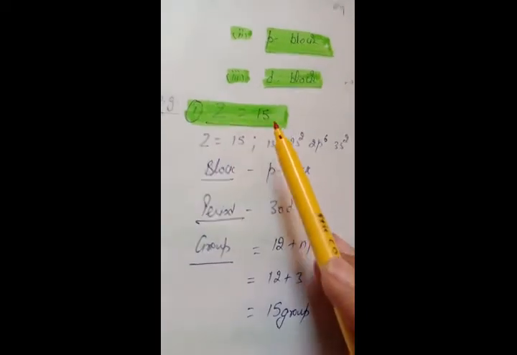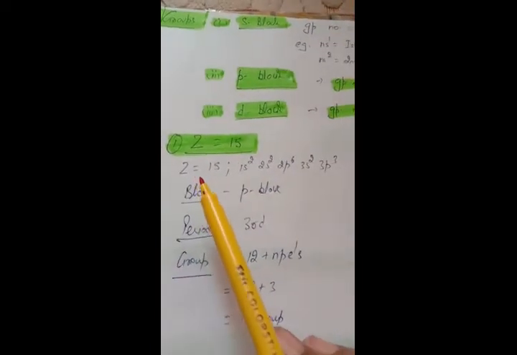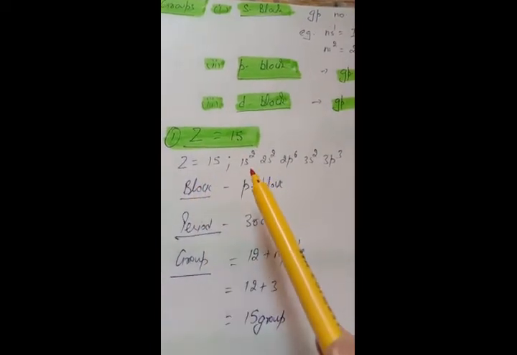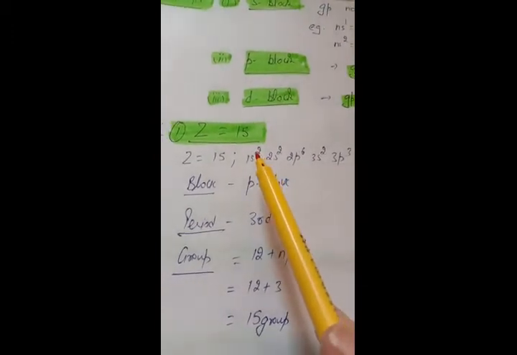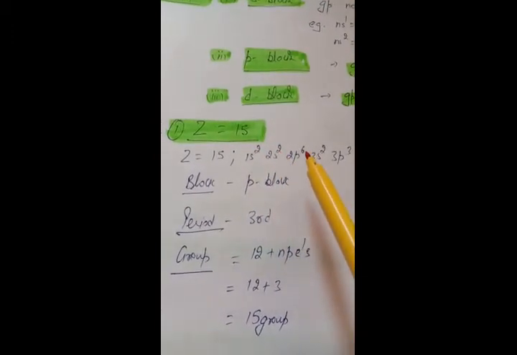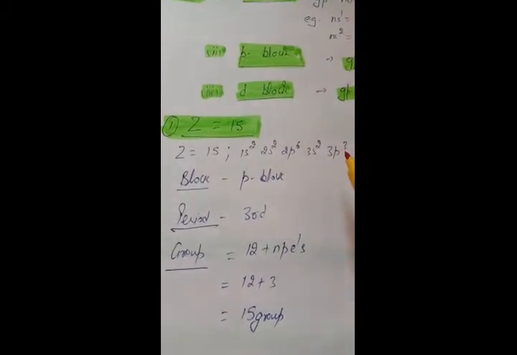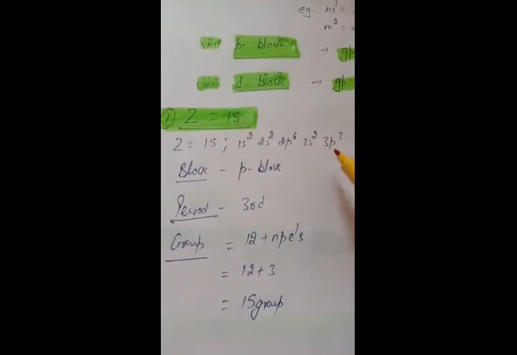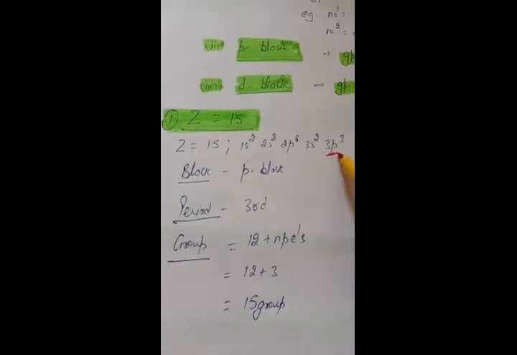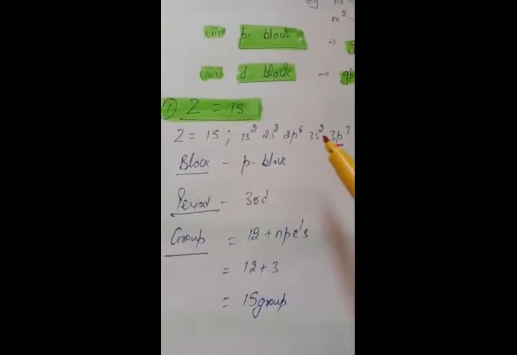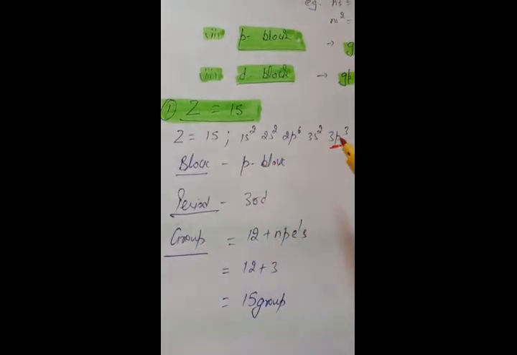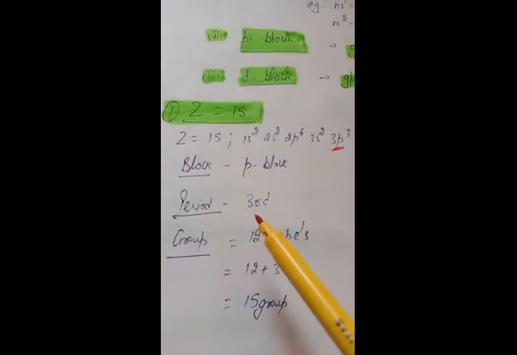Now we'll start. Suppose we are given atomic number 15. First of all you write the electronic configuration: 1s2 2s2 2p6 3s2 3p3. We'll count the number of electrons: 2 and 2 is 4, and 6 is 10, 2 is 12, and 3 is 15. Now see here, the last electron enters into the p subshell, so its block is p. And for period, which one is the highest number here? 3, so its period is third.